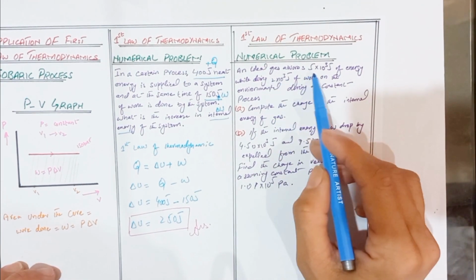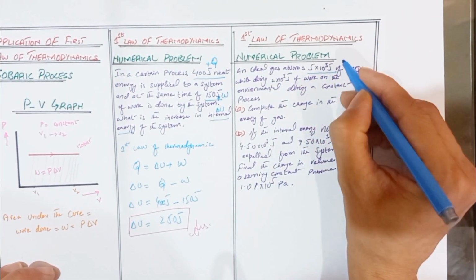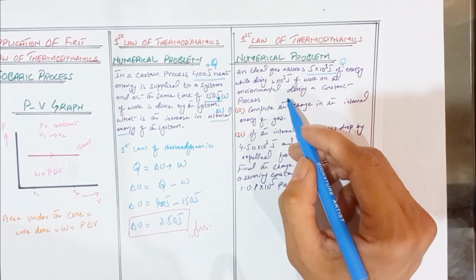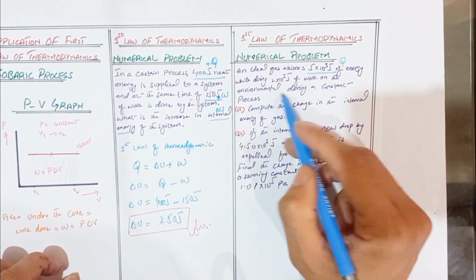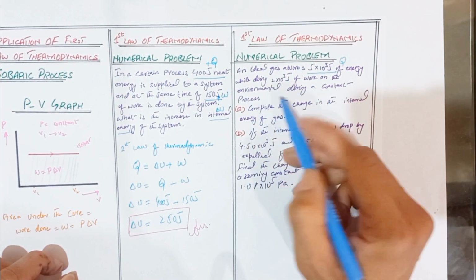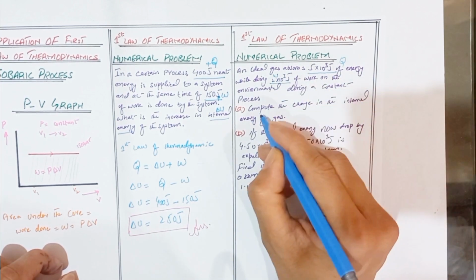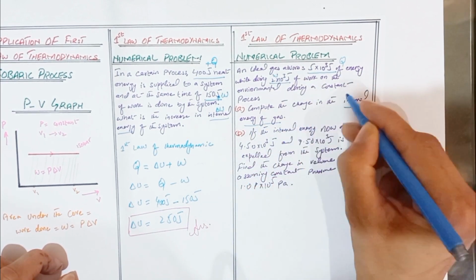Hence they say that the anhydrous gas absorbs 5×10^3 joule of energy, that is represented by Q, while doing 2×10^3 joule of work on the environment during a constant process. So here the work done is W. Compute the change in internal energy of the gas.